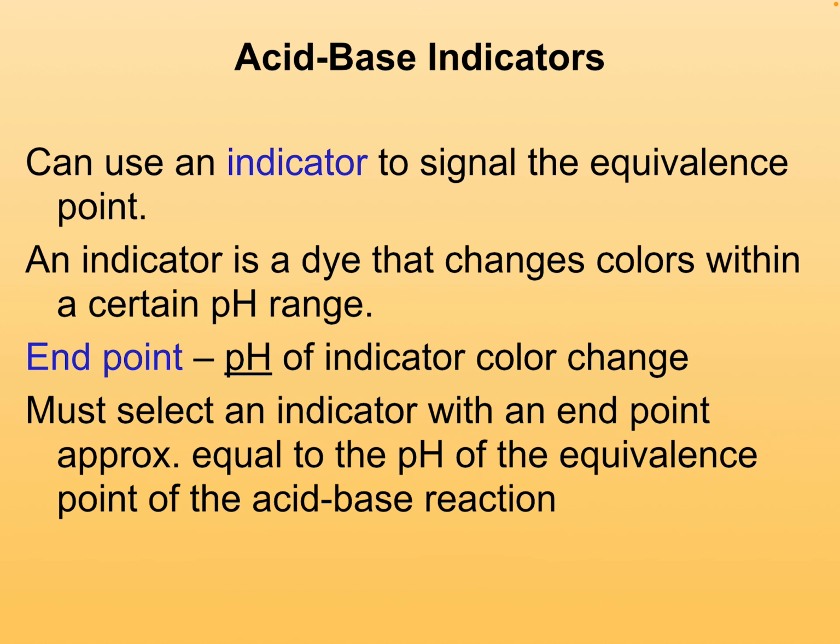So we're going to have to make sure to select an indicator with an endpoint approximately equal to the pH of the equivalence point in a reaction. If we pick the wrong indicator, it will change color even though we have not reached that equivalence point where moles of acid equals moles of base.